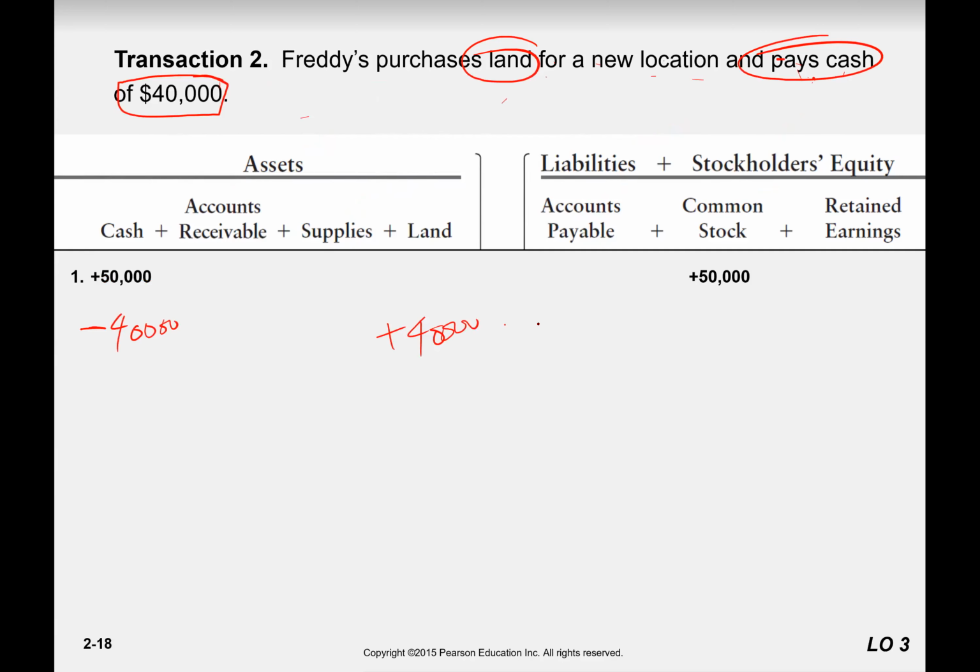40,000. The equation is balanced, with nothing on the right side. 40,000 plus 40,000 minus 40,000 is 0. Right, guys?